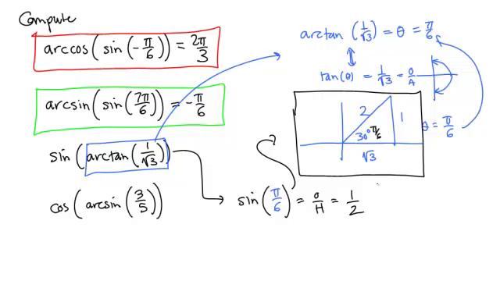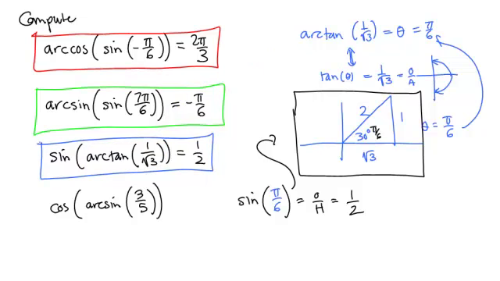And so we're done. Since the sine of pi over 6 is a half, and pi over 6 is the arctangent of 1 over root 3, the sine of the arctangent of 1 over root 3 must be 1/2. So this problem was a little bit nicer. We only had to draw one triangle to solve it instead of two. Let's take a look at this last example.